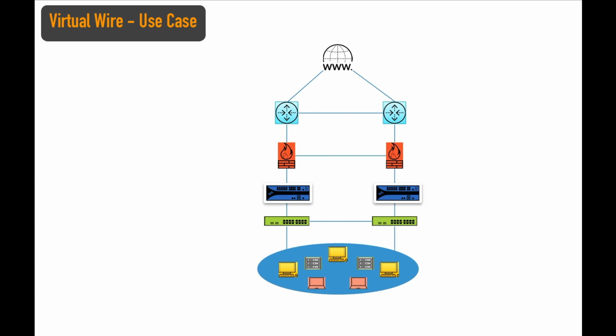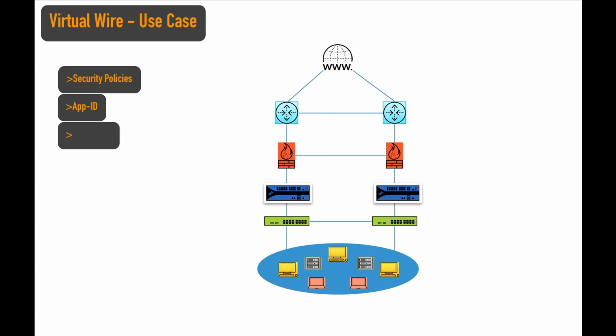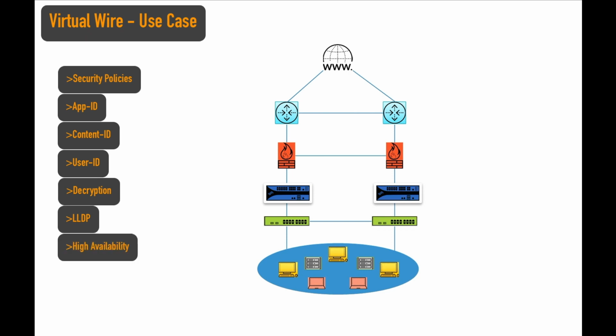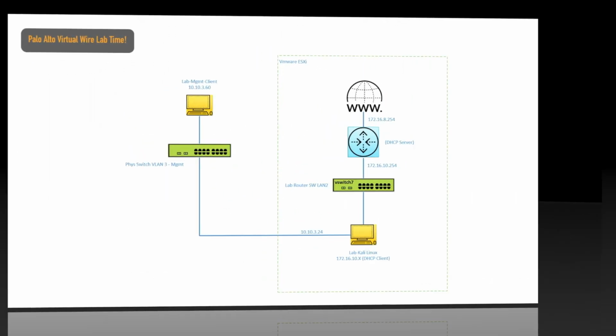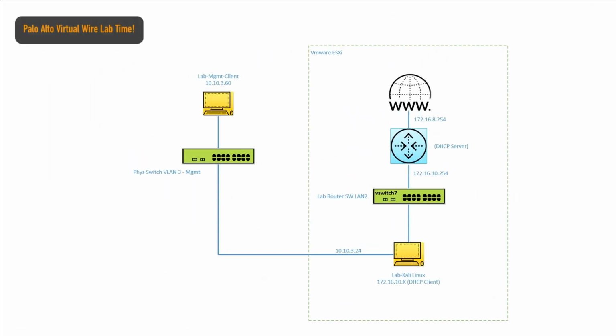When the firewalls have been successfully deployed, you can start leveraging security policy rules, App-ID, Content-ID, User-ID, decryption, LLDP, active/passive and active/active HA, QoS and NAT. Okay, so let's jump into the lab.